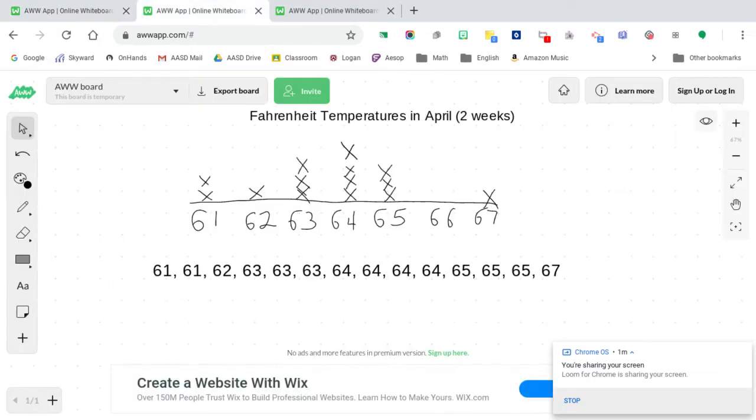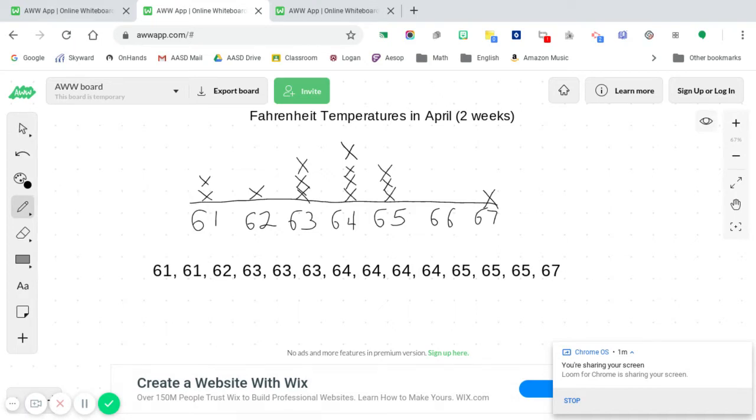Now, I used the same examples as yesterday. As you can see here, we have our Fahrenheit temperature for April for a matter of 2 weeks. And once again, we have our line plot. I have my numbers listed out in order from least to greatest. And I'm going to take those numbers now and cross them off, alternating back and forth between the highest value and the lowest value.